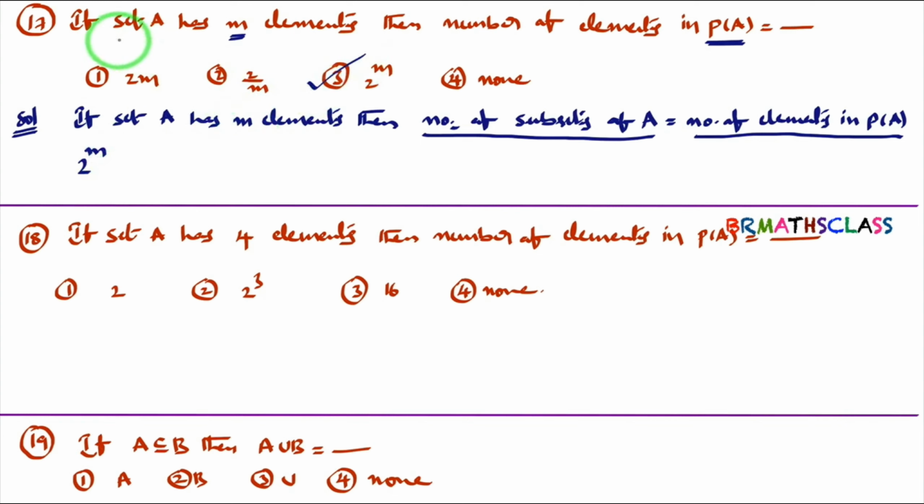Try to understand. If set A has m elements, the number of subsets of A is 2 power m. If set A has m elements, then the number of elements in the power set is also 2 power m. You observe this, 18th question. If set A has 4 elements, then the number of elements in P of A? What is the formula? As per this synopsis, the number of elements in P of A is 2 power 4. 2 power 4 is nothing but 16. What is the right option? Third option is the right option.